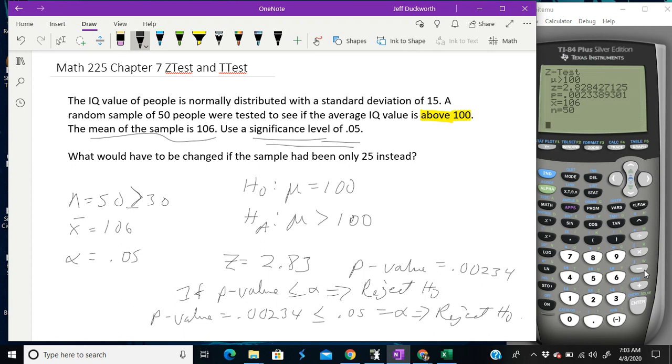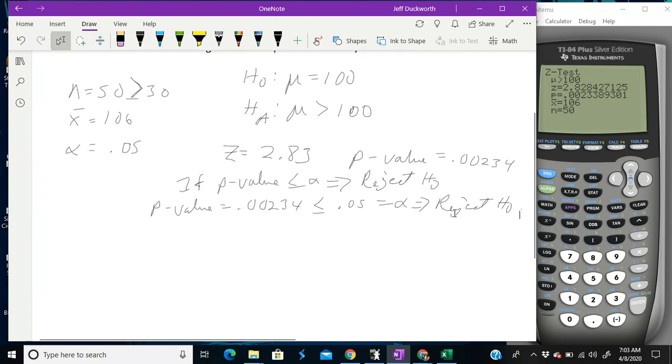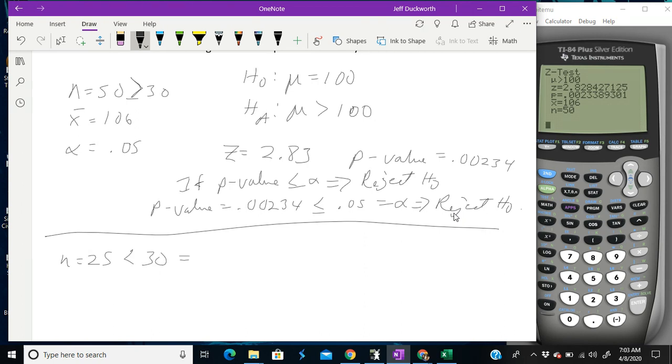The second part wants us to change the sample size to 25. So let's scroll down a little bit and do that. See if we can still leave our n in there. So I guess our new n is 25. This is less than 30. So this is small. So we need one other piece of information. We need to have the fact that we're dealing with a normal distribution. So sample is normal. So we can use t.